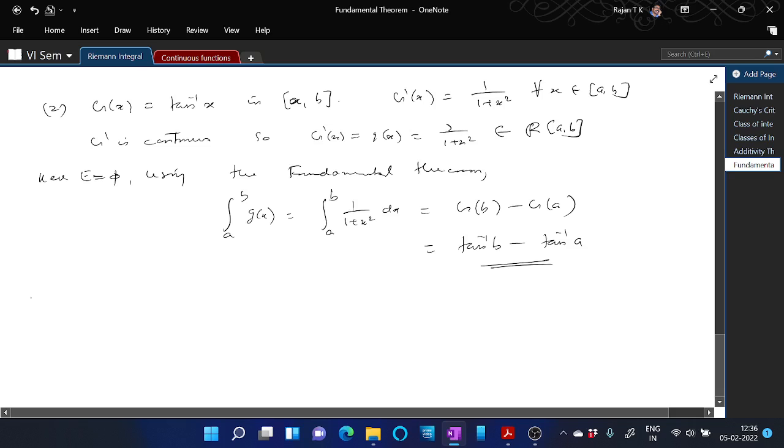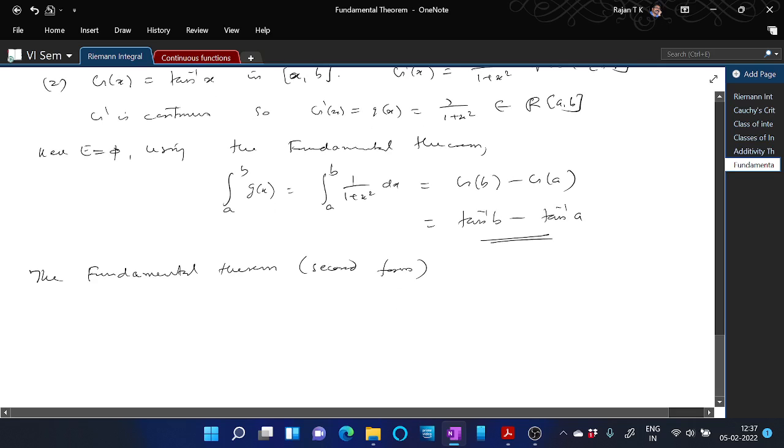Now we go to the fundamental theorem of calculus in the second form. The fundamental theorem, second form. Before going to this theorem, let us have certain definitions and other results.